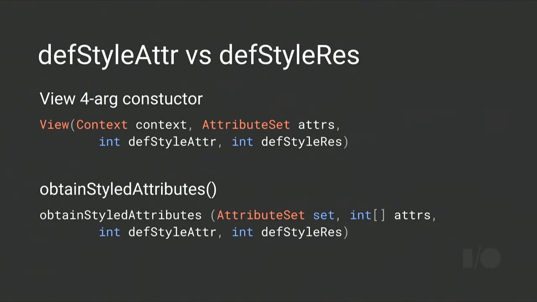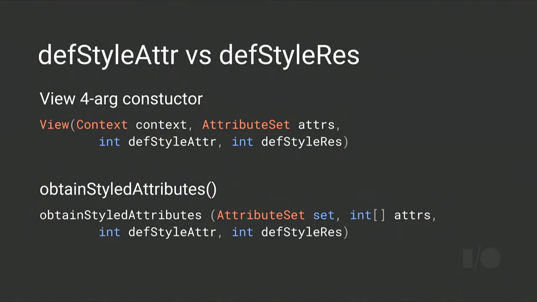Now, this is quite a technical mistake. You're only really going to make this mistake if you're writing custom views. But it's the difference between defStyleAttr and defStyleRes. There are two places where you'll use this. The first is the four-argument constructor on View. That was added in API 21, so I doubt many of you are using it. But the main place you're going to use this is in obtainStyledAttributes, and that is the way you actually read attributes in views.